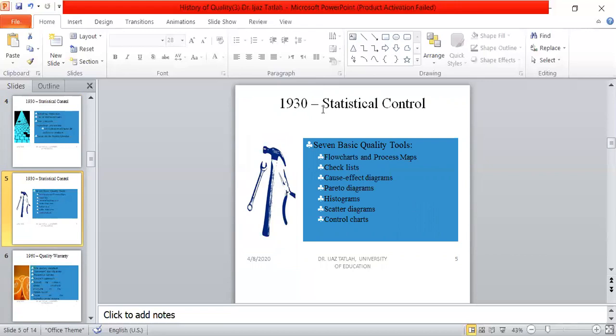This SQC gave birth to the seven basic quality tools. On the basis of these basic quality tools, the finishing of the product comes into the market. Number one, flow charts and process maps, checklists, cause-effect diagrams, Pareto diagrams, histograms, scatter diagrams, control charts. So this is objective inspection. By parts, the things are being inspected, seeing up to what extent they are finished and good enough for acceptance in the market.